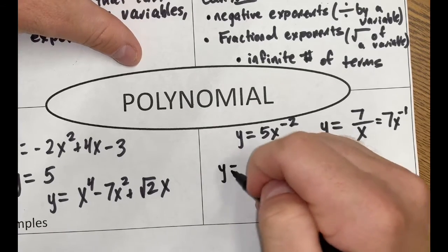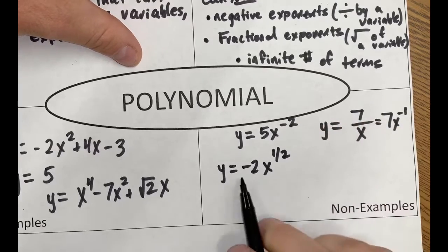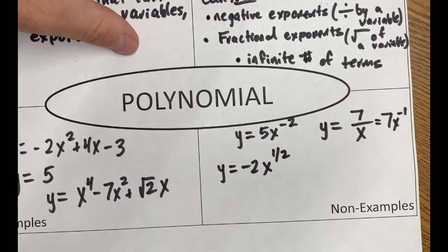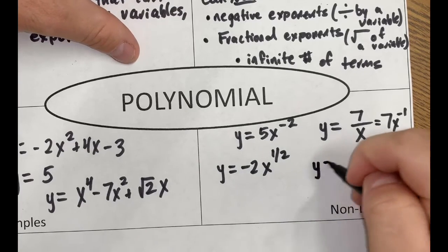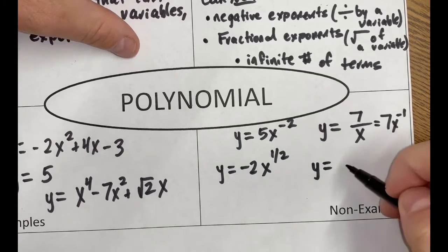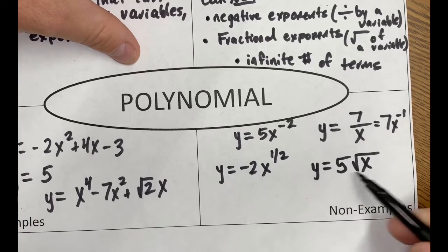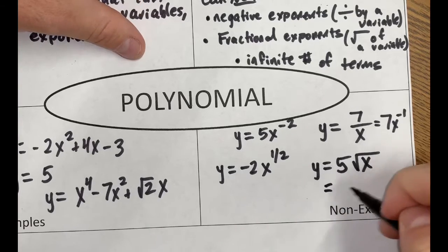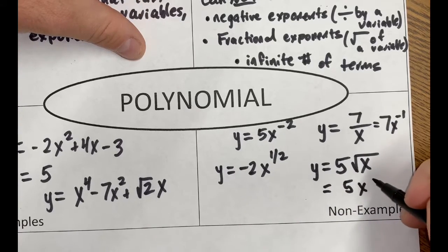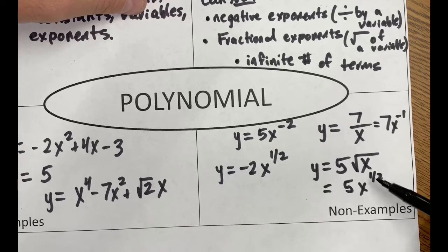If we had fractional exponents, something like negative 2x to the 1/2, that also would not be a polynomial because that is a fractional exponent. We could also have something like y equals 5 times the square root of x. Since the variable is under the radical, we can rewrite that as 5x to the 1/2 power, and because that's a fractional exponent, that too would not be a polynomial.